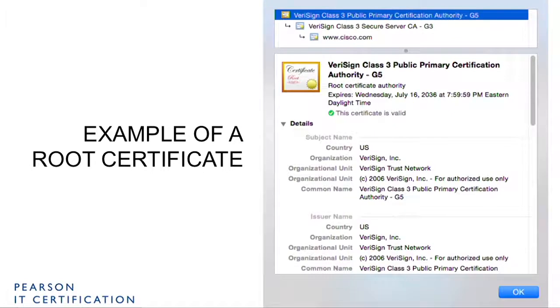This is an example of a root certificate. This was actually signed or generated by VeriSign in this case. In here you actually can see the validation period or when the certificate expires. Here you have the confirmation that the certificate is valid and other details of the certificate, including the country that was generated, the organizational unit, that in this case is actually VeriSign, and of course the issuer's name and the common name for that certificate.